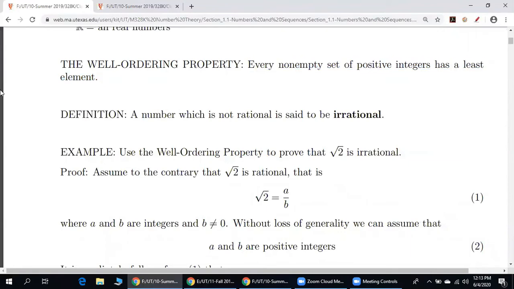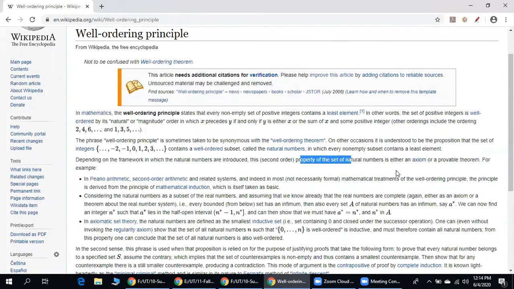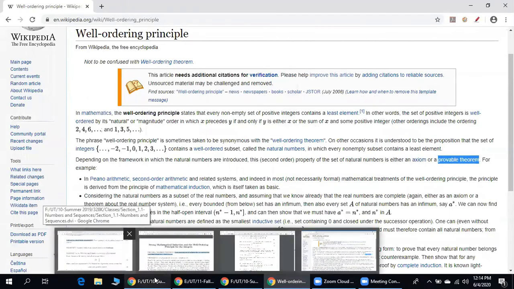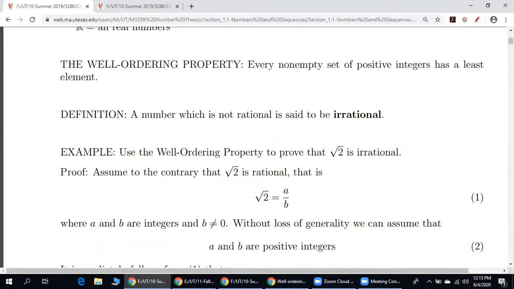Other questions? Does the well-ordering property follow from the Archimedean principle? It all depends. We can think about this as about an axiom or a provable theorem. Was that your question? Yeah. Thank you very much. Okay.